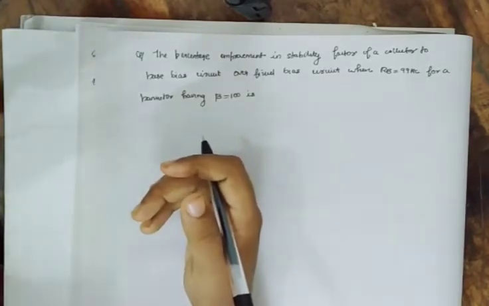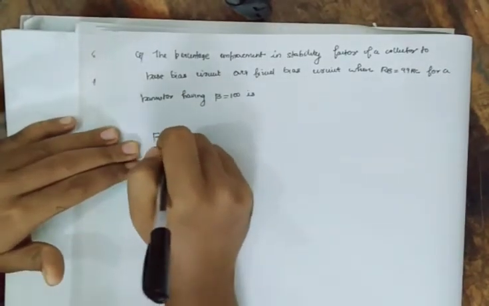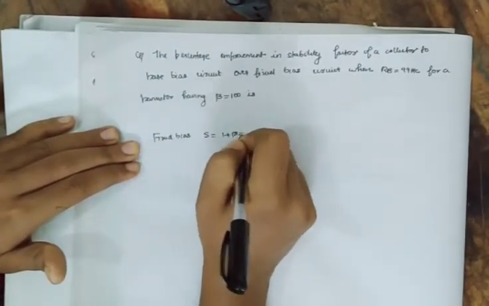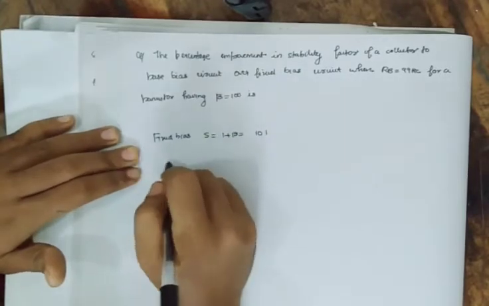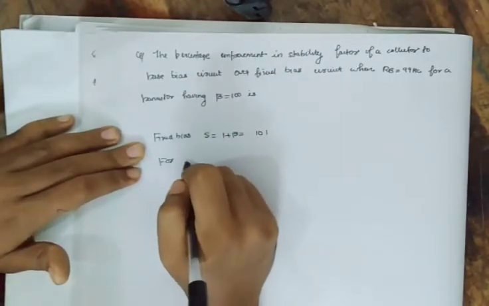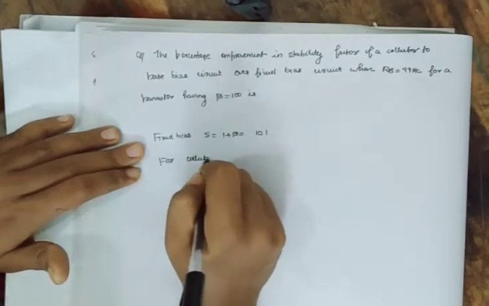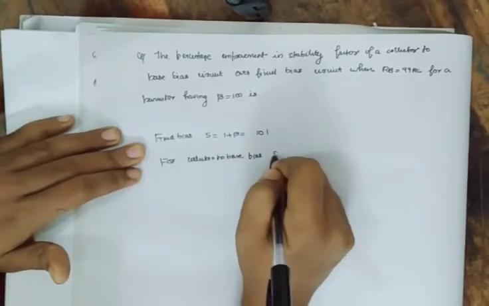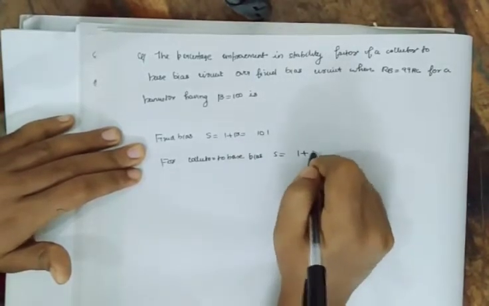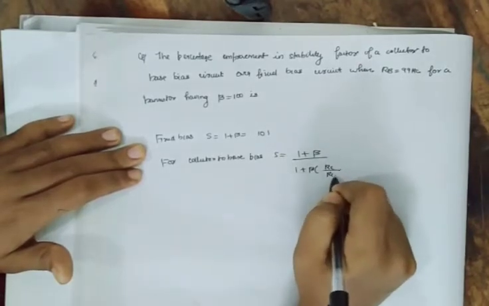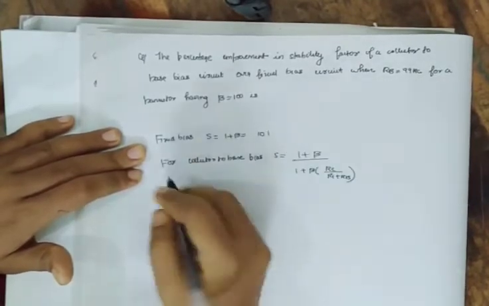Okay, so for fixed bias, S is equal to 1 plus beta, that is equal to 101. For collector to base bias, S is equal to 1 plus beta divided by 1 plus beta into RC divided by RC plus RB.